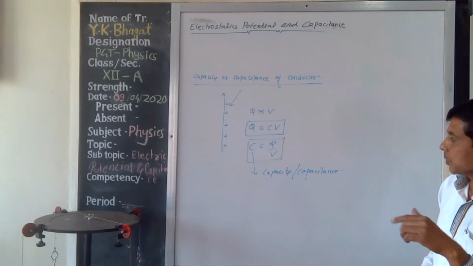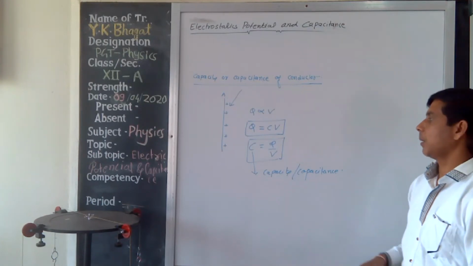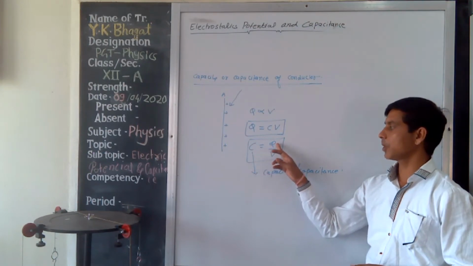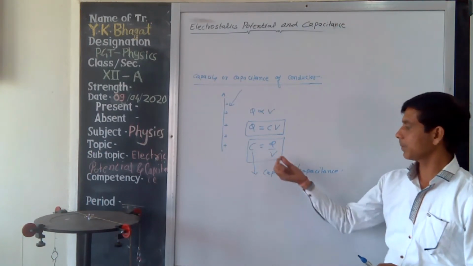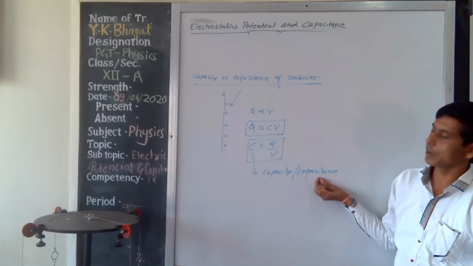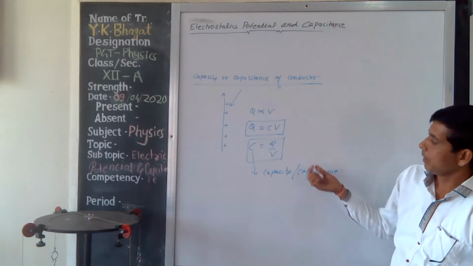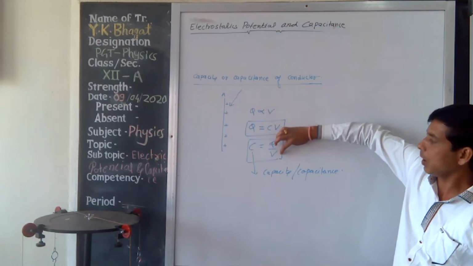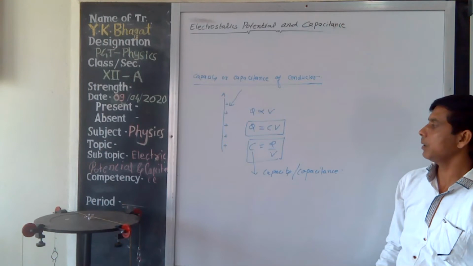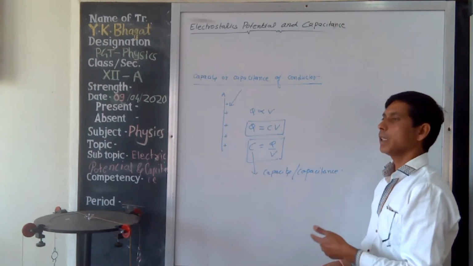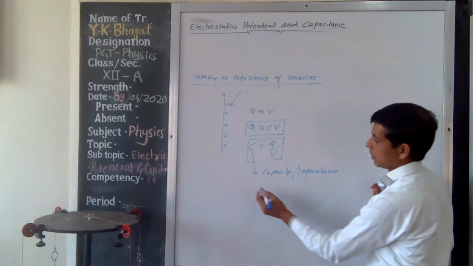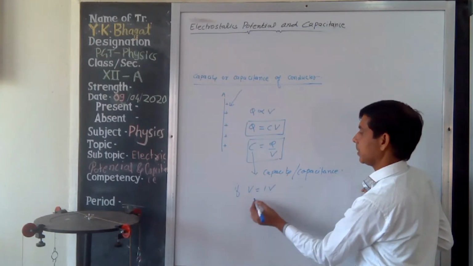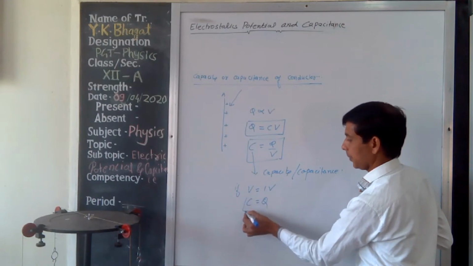That means here we obtain the formula for capacitance, that it is the ratio of charge to voltage. The simple definition of capacity or capacitance of a conductor is that it is defined as the ratio of charge to the potential. But here we define it in another way: suppose V equals 1 volt, then C will be equal to Q.